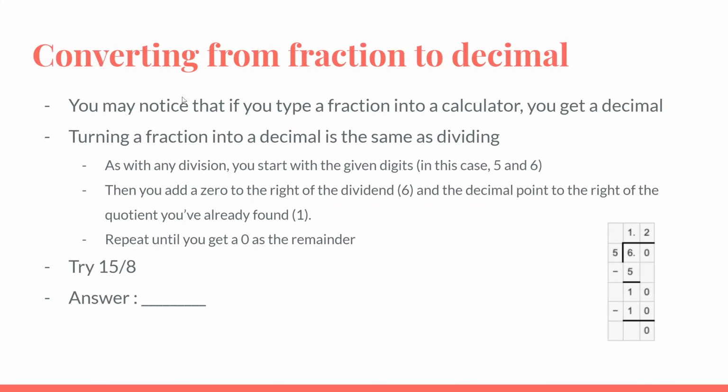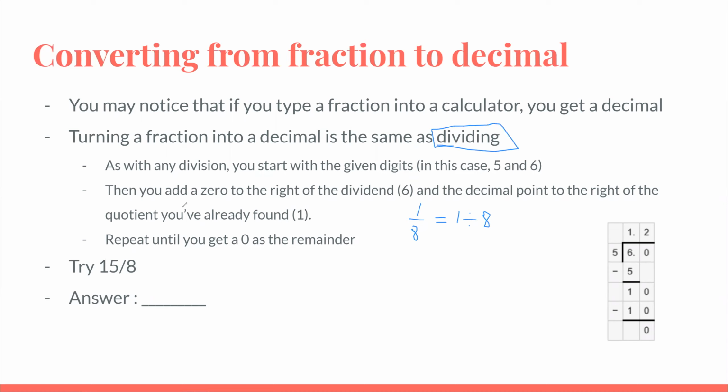All right, so converting from fraction to decimal. You may notice that if you type a fraction into a calculator, you get a decimal. Turning a fraction into a decimal is the same as just dividing. If you remember from our first slide, writing this is the same as writing this. 1 over 8 is the same as 1 divided by 8. So all you're really doing is dividing to make it into a decimal.